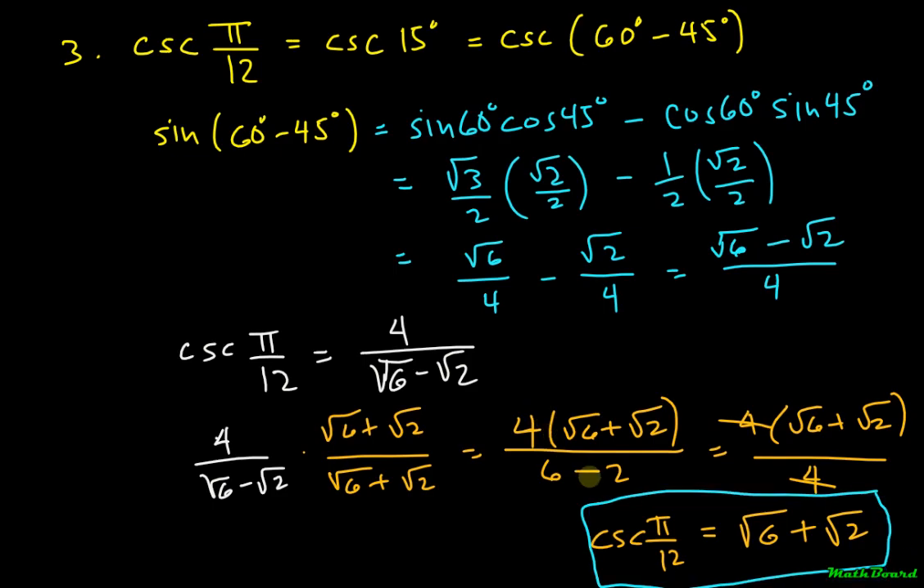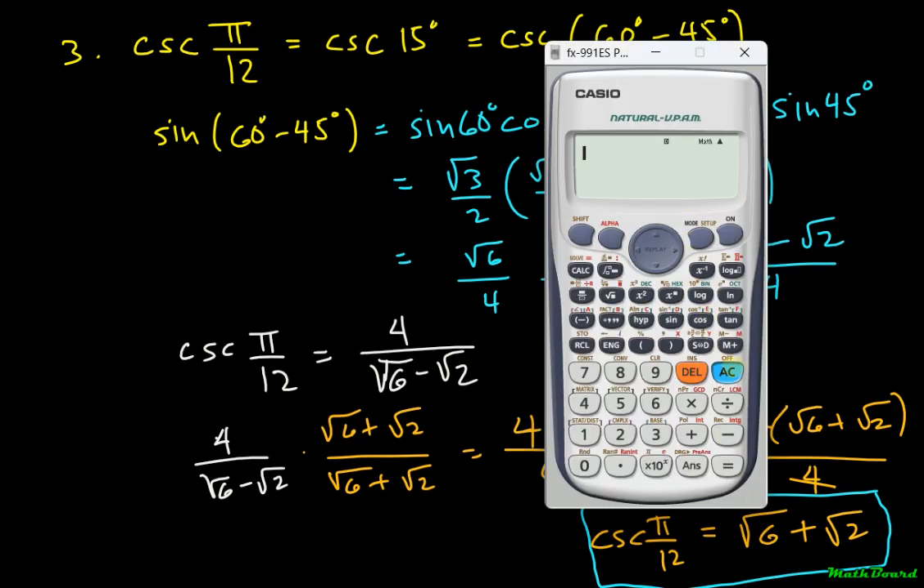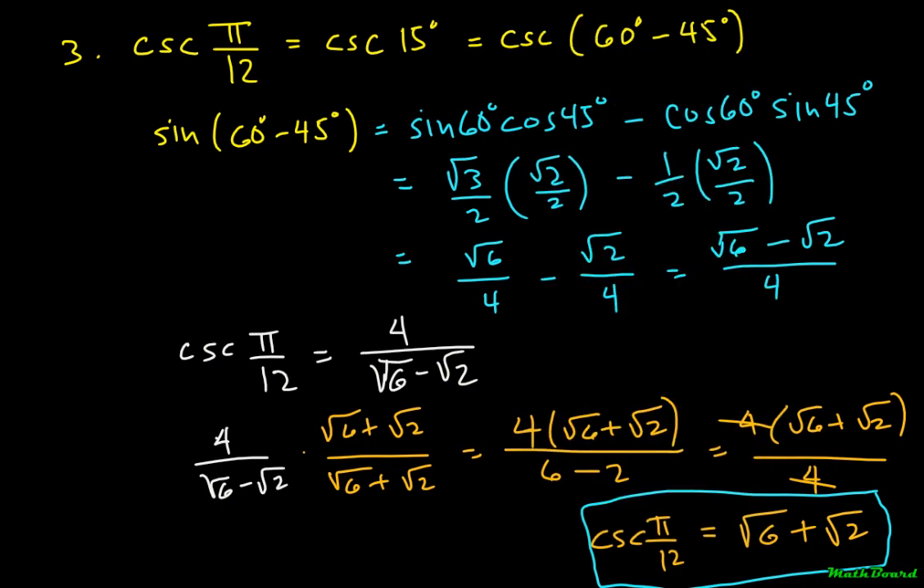Okay, let's check if we get the same answer. So cosecant is just the sine reciprocal, but the given is in radians. We change the mode to radian. So we find 1 over sine of angle pi divided by 12, which is square root of 6 plus square root of 2. So we arrive at the same answer.